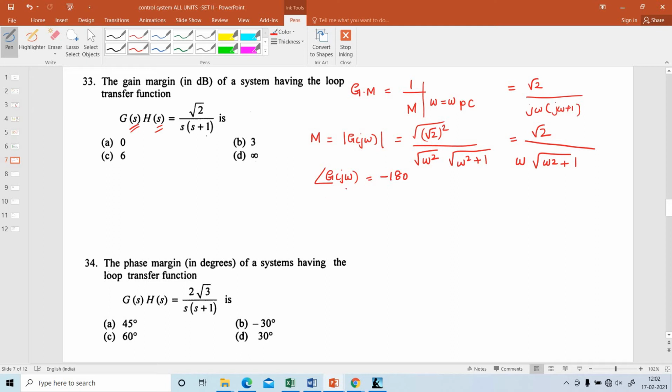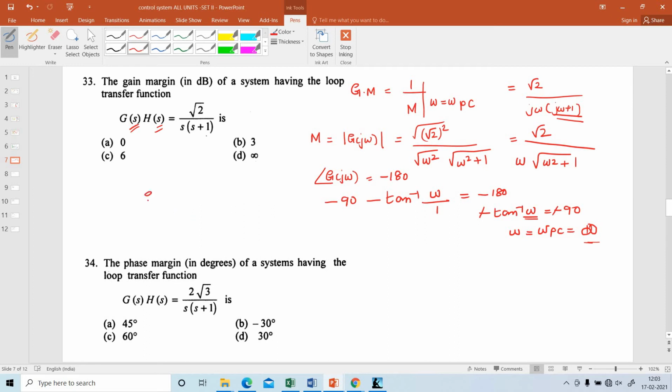So from this I am going to find out the phase crossover frequency. What is j omega? Minus 90. Here what is the angle here? Tan inverse b by a. B is omega, b by a is 1. So that is equal to minus 180. From this, what is minus tan inverse omega? That is minus 90. Cancel. And what about omega? Omega is equal to omega pc equal to infinity. Tan inverse omega is 90. Tan of 90 is what?